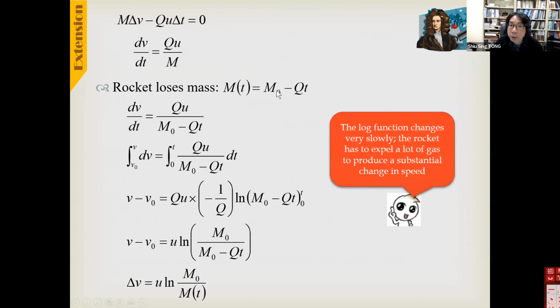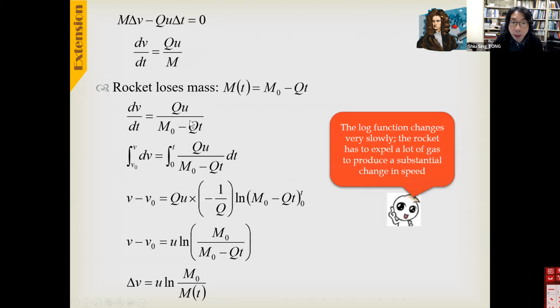The mass of the rocket actually changes with time because fuel is continuously being ejected. So the mass of the rocket at time t is equal to the initial mass of the rocket minus the mass of the fuel that has been ejected. So it's equal to m naught minus qt. qt is the total mass of the fuel ejected in a time t. So we put this m back into the equation, and we find this differential equation.